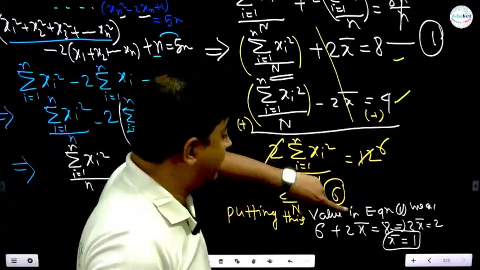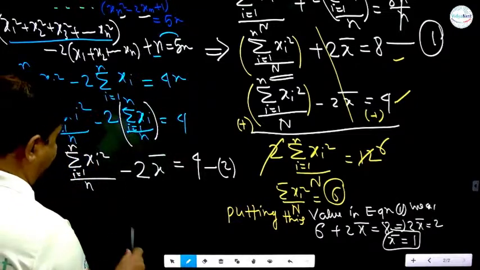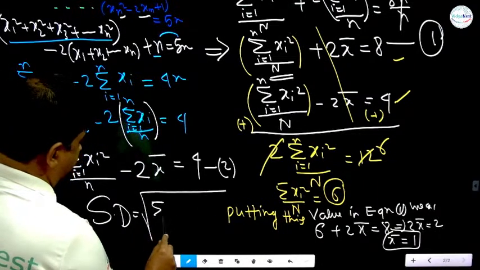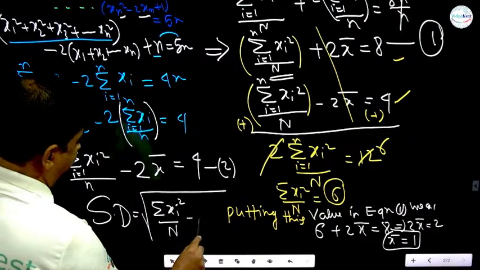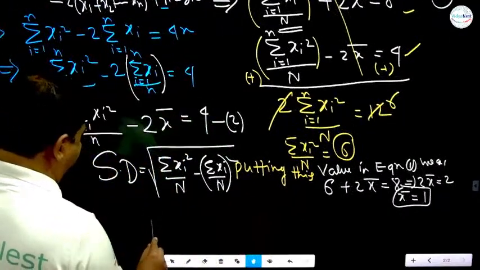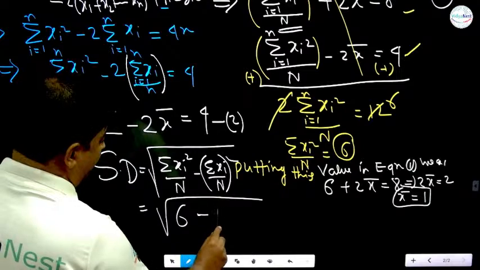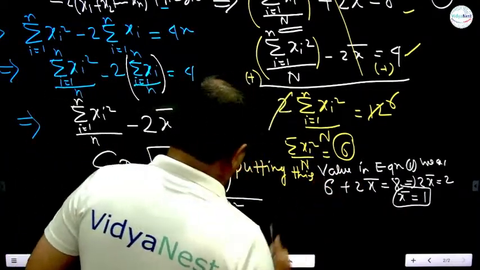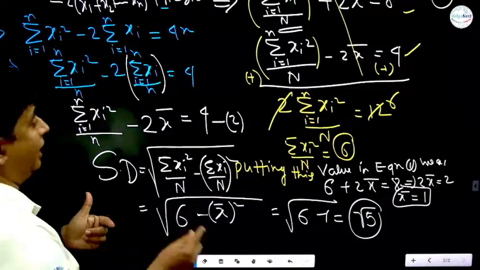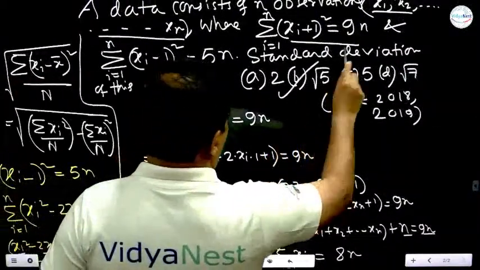So all the ingredients of standard deviation we have got. Now just put it in the formula. Now standard deviation is square root of summation of xi square by n minus summation of xi by n whole square. This is the formula. Its value we got is 6, and this is the mean, the value we got is 1. So 6 minus 1, root 5. Now we have to see whether this matches any option. Yes, this matches option B. Okay.